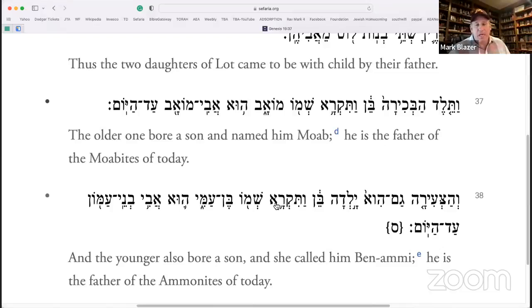They both had a son with their dad, which made him both their father and grandfather. I know there's a song about that, but anyways, this is not a good thing. No. This was not held as an example of righteous behavior, moral behavior. It's not the way things are supposed to be.